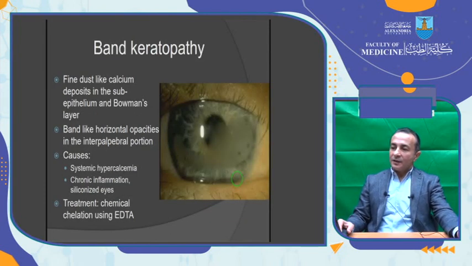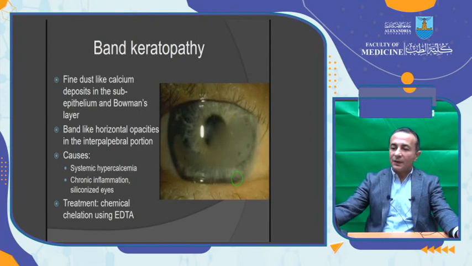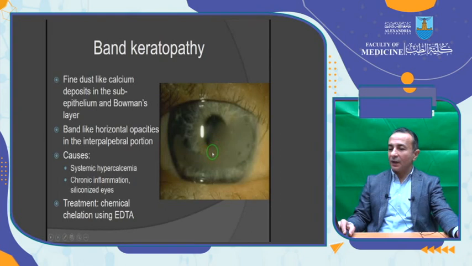The next disease is the band keratopathy, which is a fine dust-like calcium deposit in the subepithelium and Bowman's layer. It is usually a band-like horizontal opacity in the interpalpebral portion. It is caused by systemic hypercalcemia and in chronic inflammation, such as people with chronic uveitis, and also it is common in siliconized eye if the silicone is placed in the eye for a long time.